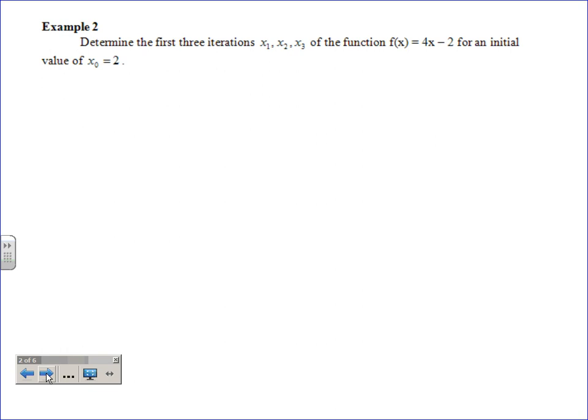Here's another way. This is probably the easiest of the ways they can write it. It says determine the first 3 iterations, so x sub 1, x sub 2, and x sub 3 of the function. Now they actually gave you the function, it's 4x minus 2, and it's telling us x sub 0 is 2. According to what it said earlier in this question, does x sub 0 count as one of the terms? No, it doesn't. It says to find x1, x2, x3. Well, let's do that. It's quite simple.